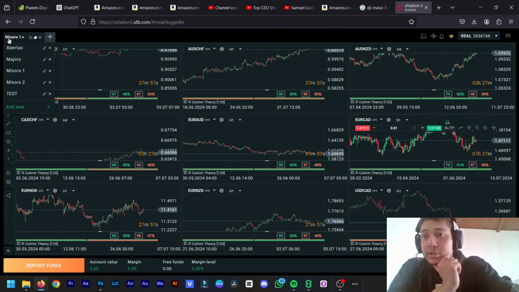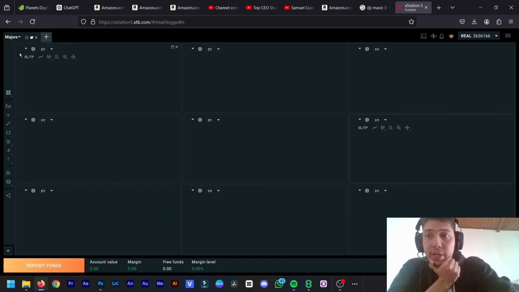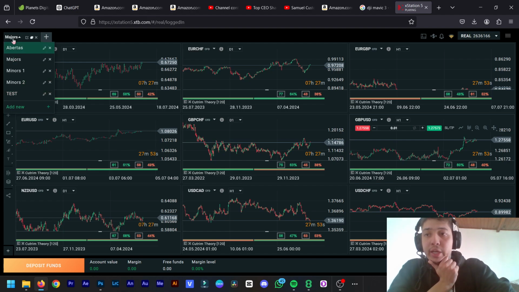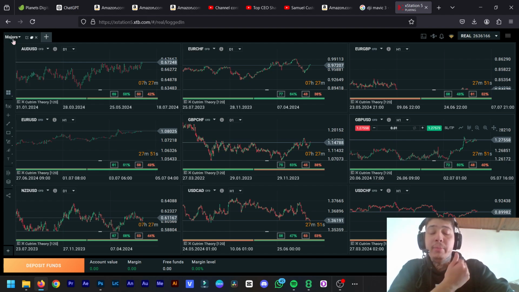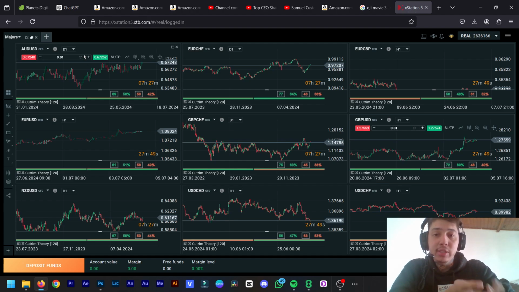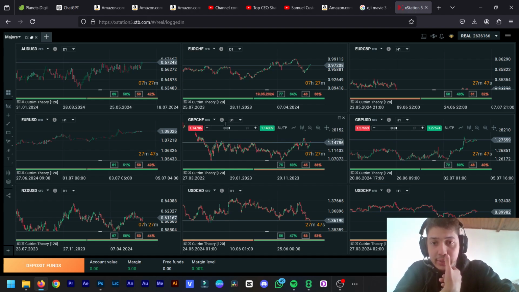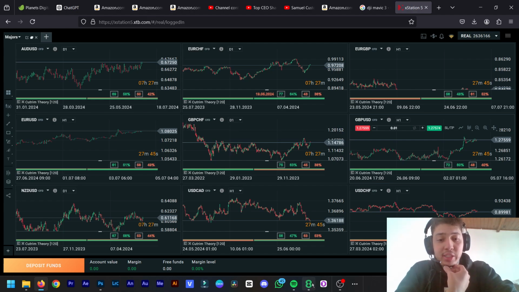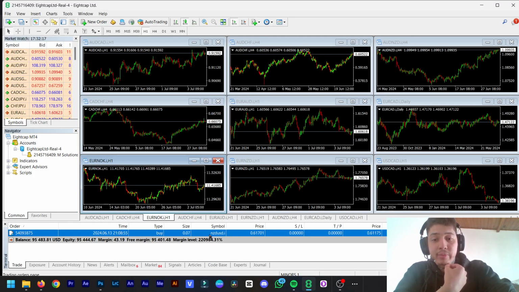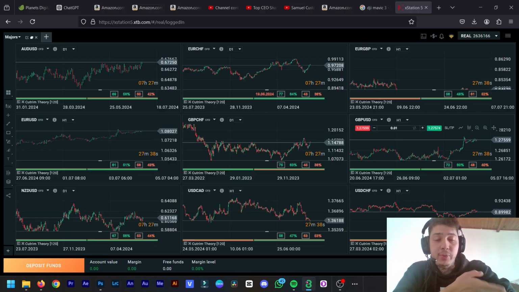So first off, I wanted to show you something. Let me go back to majors. So I do use majors and minors. I only trade on the majors and the minors currencies. And we have, as you can see, GBP-CHF. So GBP-CHF is different than NZD USD. So again, it's not correlated to one another.